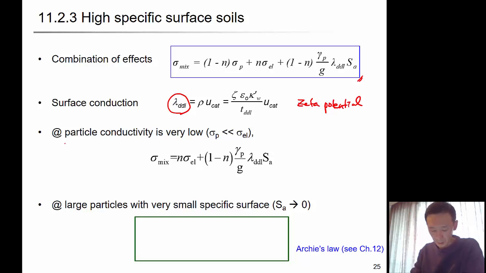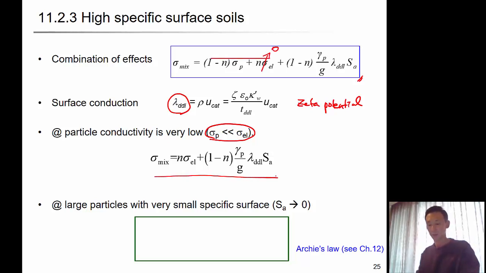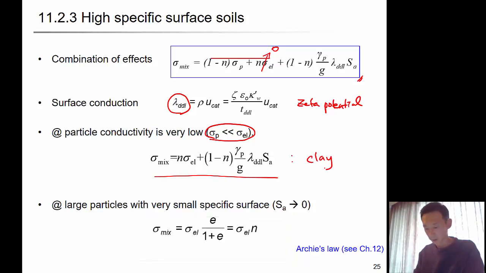When the particle conductivity is very low, so that the particle itself is not conductive, like a dielectric material, this part goes to zero, and the final equation will be like this. This is for clay. For large particles with very small specific surface area, the specific surface area is zero or almost zero, so this part goes to zero too, and this will be the final equation applicable to sand and silt. This is the fundamental basis of Archie's law that we're going to talk about in chapter 12.